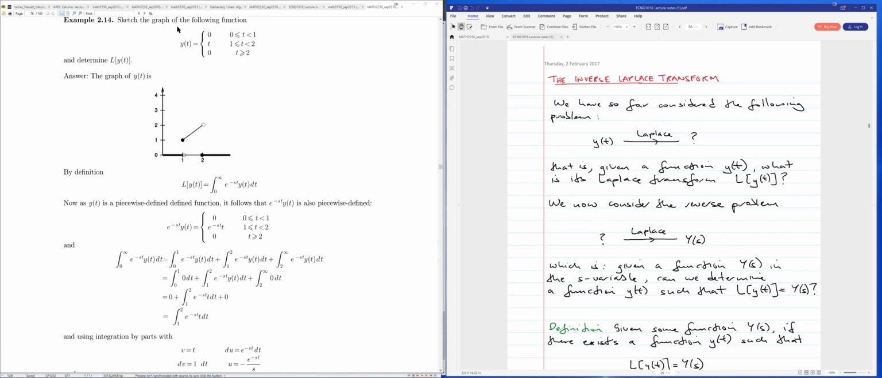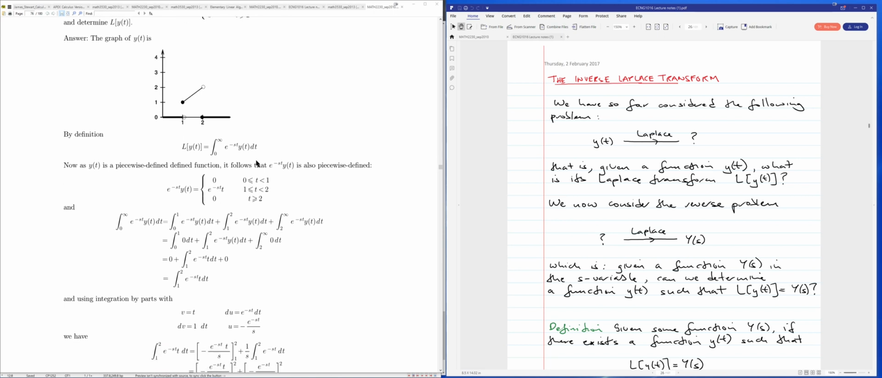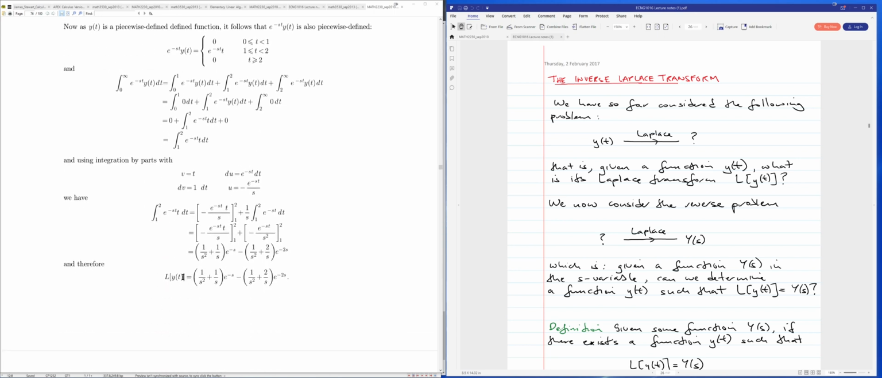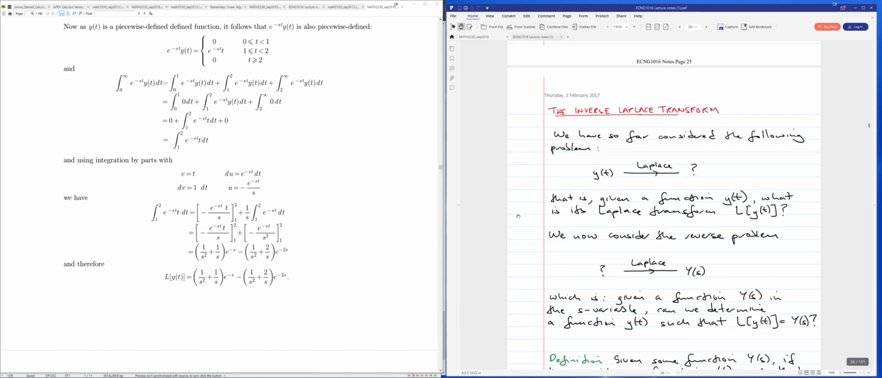So over here, I had the y of t, and what we wanted to figure out was what the Laplace transform of y of t is. Notice this here is a function of s. Now what we want to do is consider the reverse problem. Given the function y of t, we were trying to determine its Laplace transform. That is what we were doing previously.